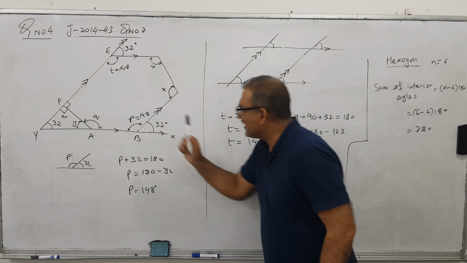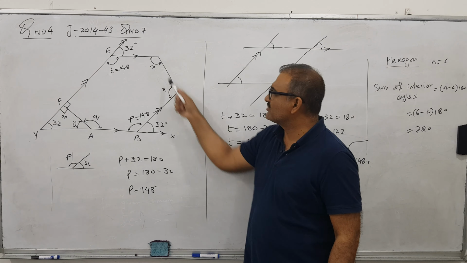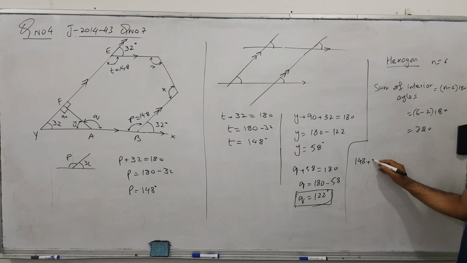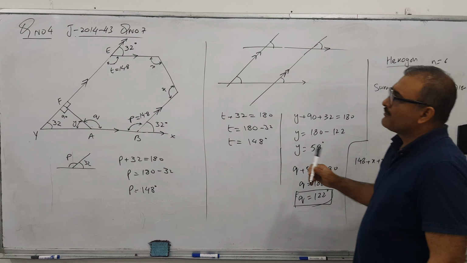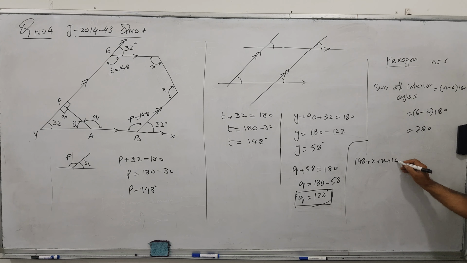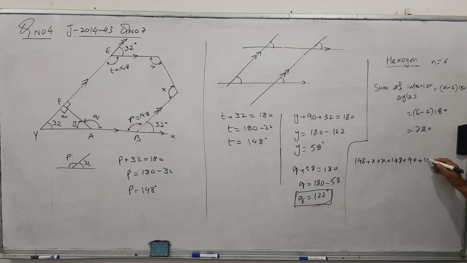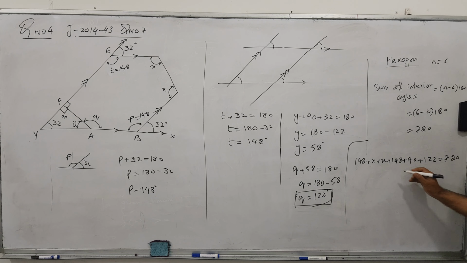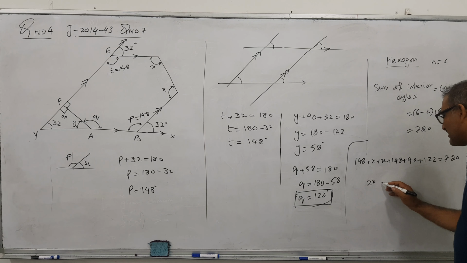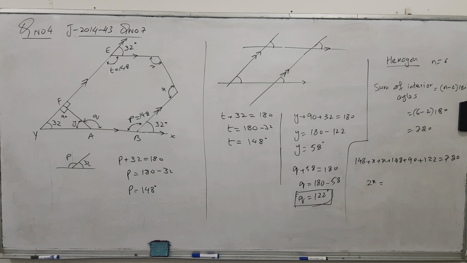Yeah, here 148 plus x, two times plus x. So x plus x plus 148 plus 90 plus 148 plus 90 plus q, and q value is 122, equal to this total, which is 720. So x plus x gives you 2x, and let me calculate all together.